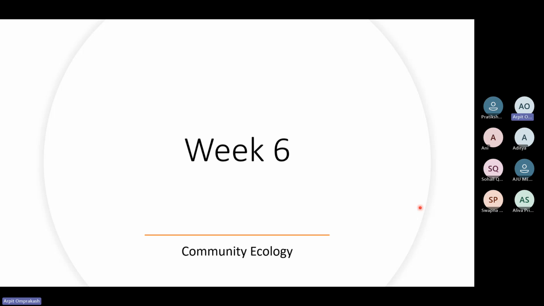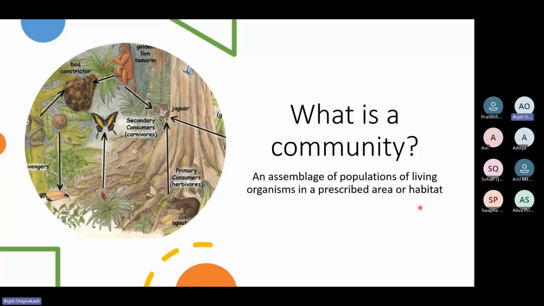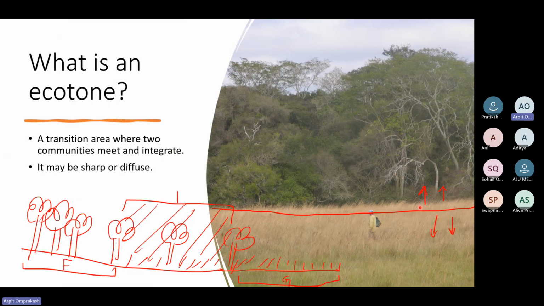Okay, in week six, we talked about community ecology, where we talked about what is a community: basically an assemblage of populations of organisms in a given area or habitat. They may or may not belong to the same species. Then we talked about ecotone. An ecotone is basically a transition area where two communities meet and integrate. It may be sharp or diffuse. So here we see a sharp ecotone between this forest and the grassland.